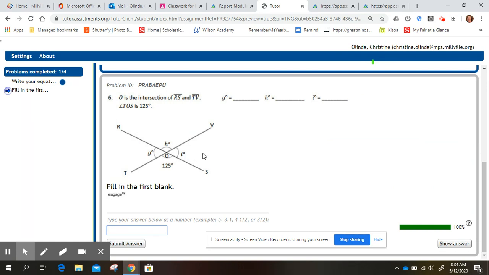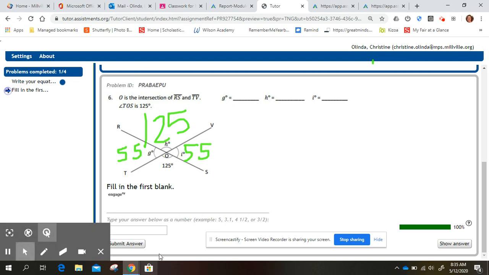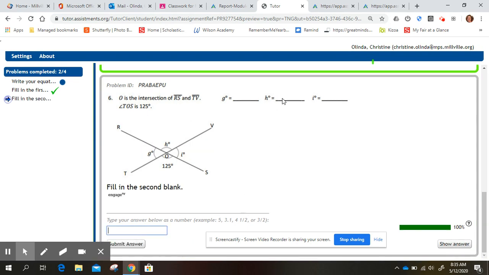Now it says fill in the blanks. So I need to fill in G. Well, what we learned from the other one was that H was 125, and both of these together were 110. So 110 divided by 2 was 55. So it's asking me to fill in the first blank, and that's asking for G. So G was 55. Second blank was H, and H was 125 because it was the complementary angle of O. And then they're asking me for I, and I was a complementary for G, so that was also 55.